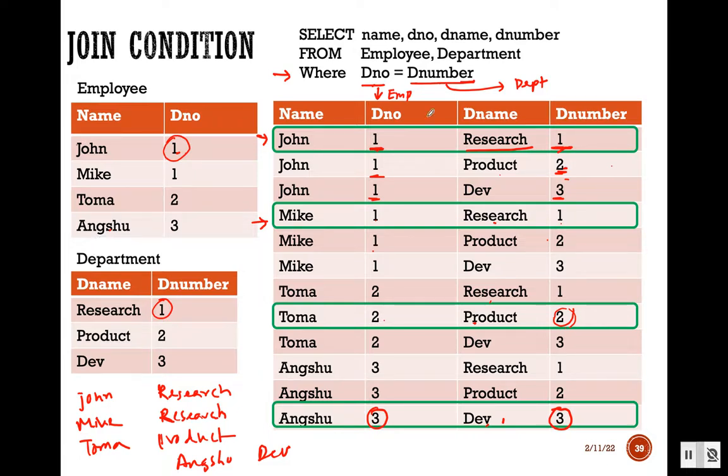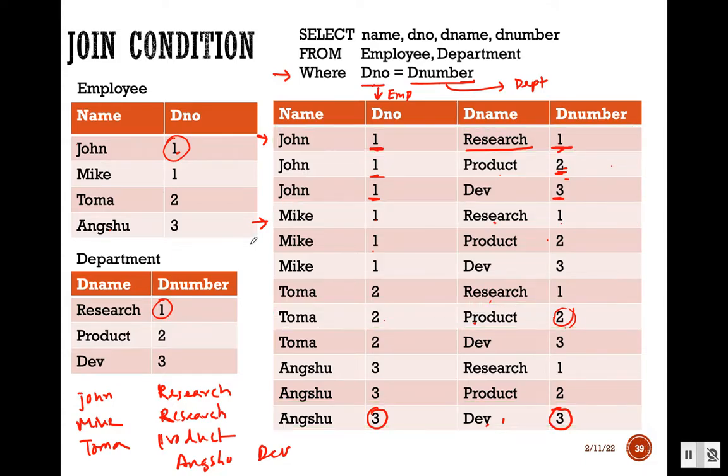The join condition is very important, because if you do not use the join condition, you are not going to be able to find the relevant information. Without the join condition, the result is just a cross product of these two tables.